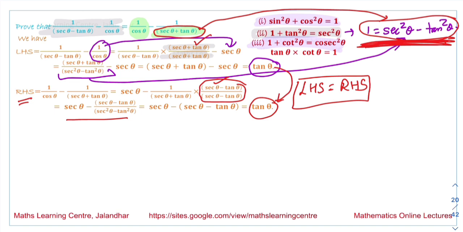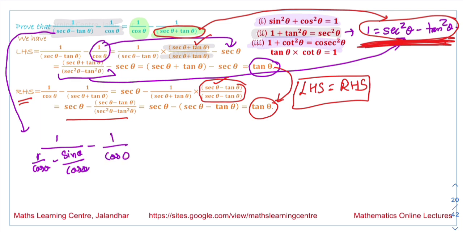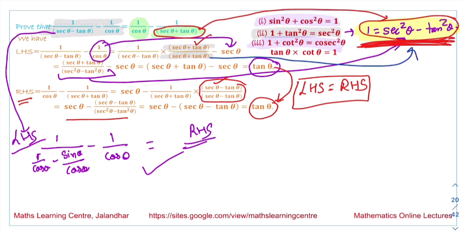I am talking about if you start solving it in this form, that you start writing it as 1 over cos theta over sin theta over cos theta minus 1 over cos theta. Then you solve the left hand side, then you solve the right hand side. You will get the answer, but the calculations will become very lengthy. So to reduce these calculations, by keeping this identity in mind, we have multiplied and divided this equation with secant theta plus tan theta.